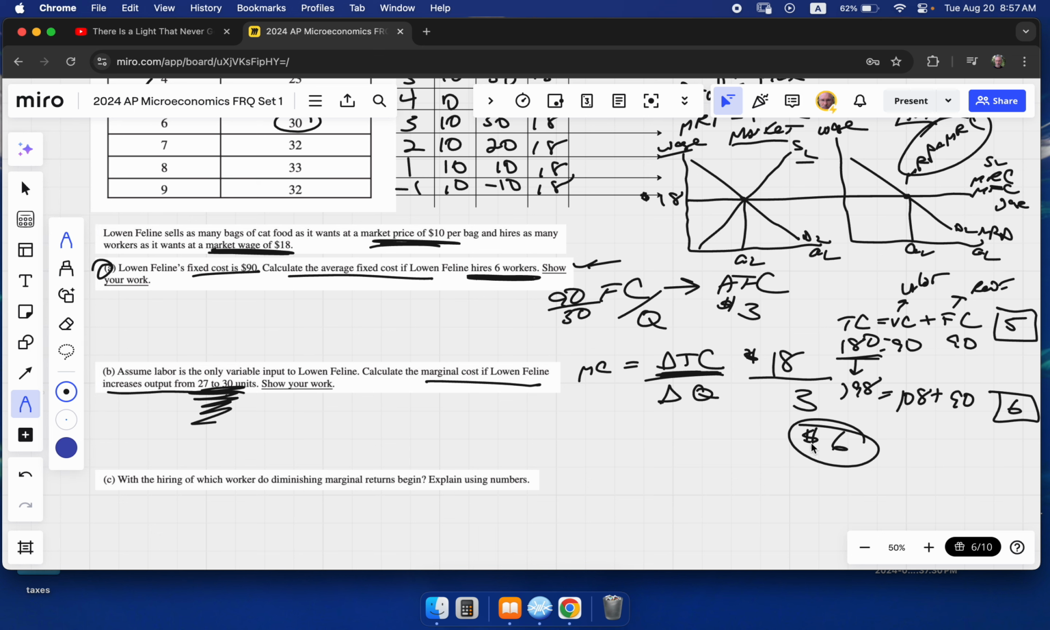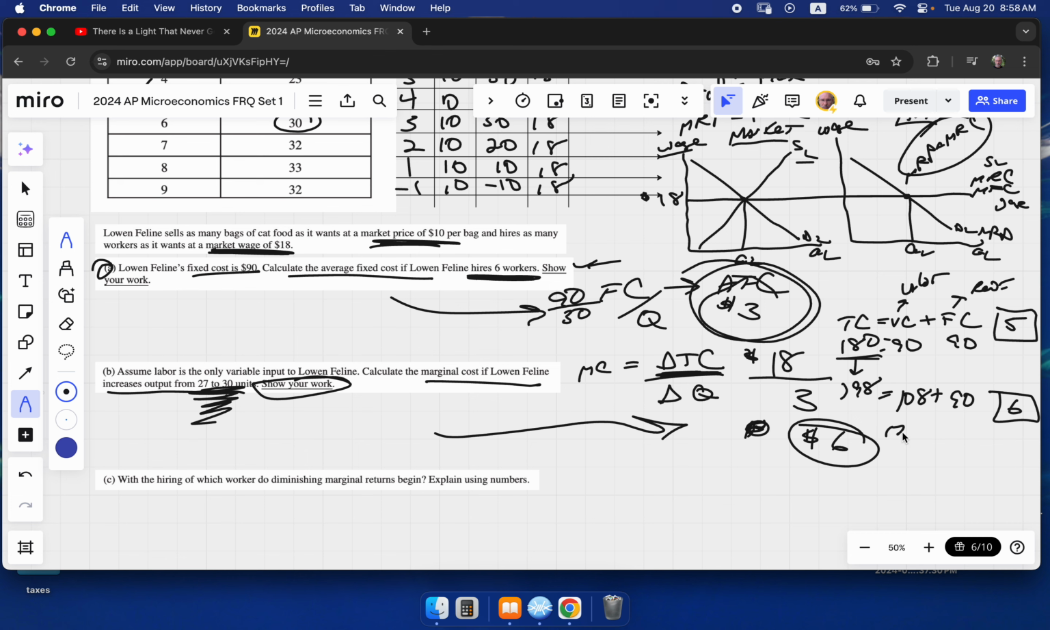All right. Easy enough. And they do want us to show our work. All of that would have got you the points. There you go. Average fixed cost, marginal cost. That's what we're looking for.